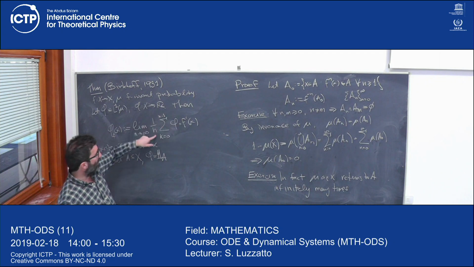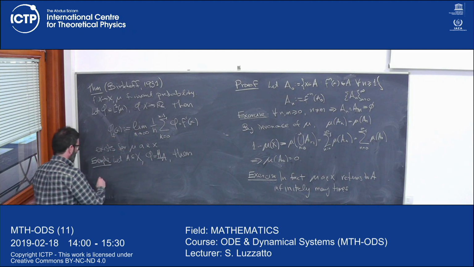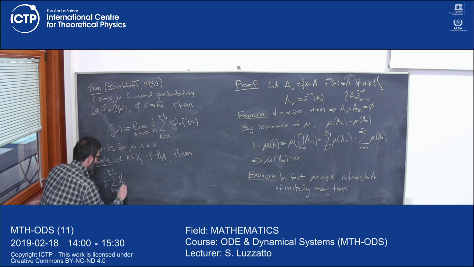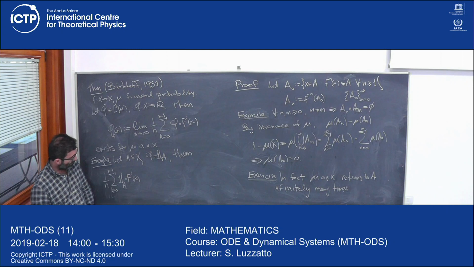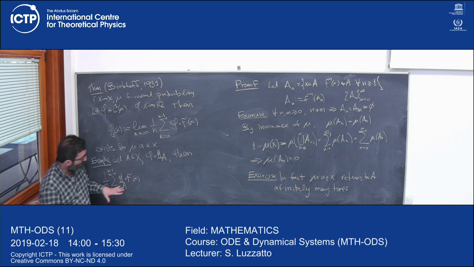Then let's look at what this means. Then 1 over n of the sum k equals 0 to n minus 1 of the characteristic function of A composed with phi^k of x. What is this doing? It counts the number of times x is in A. Exactly. Is that like an expected value or something? We will see. More or less that's what it's saying, that the expected value exists.